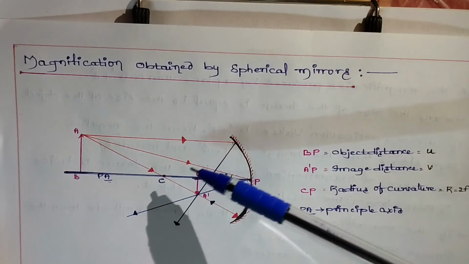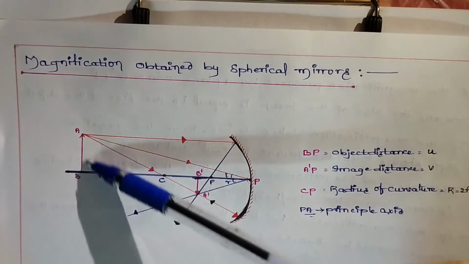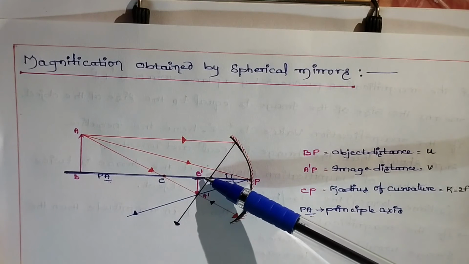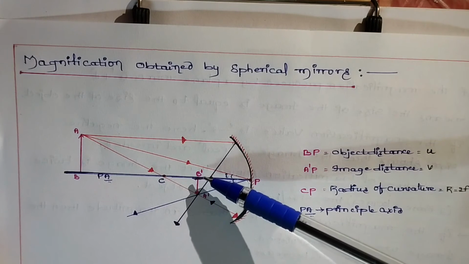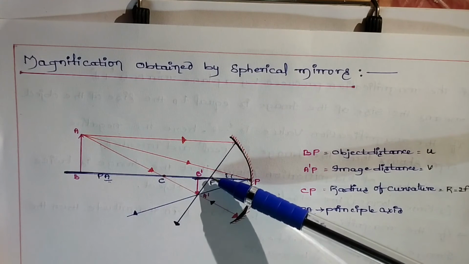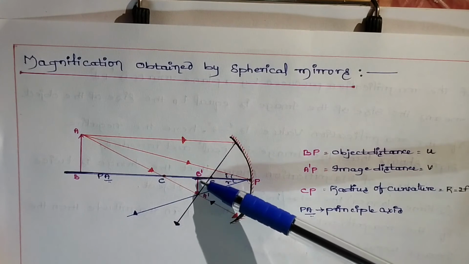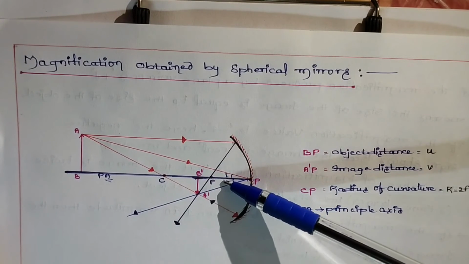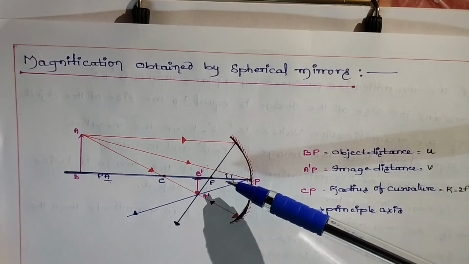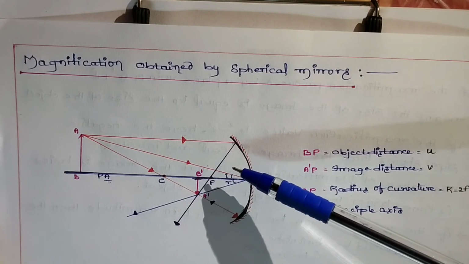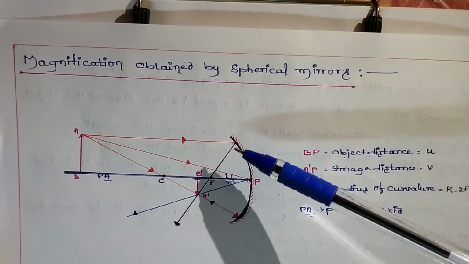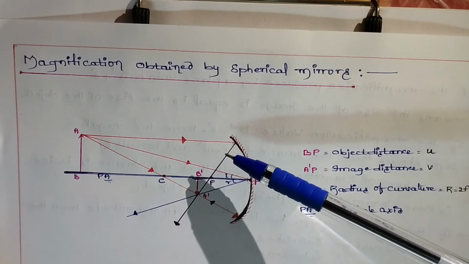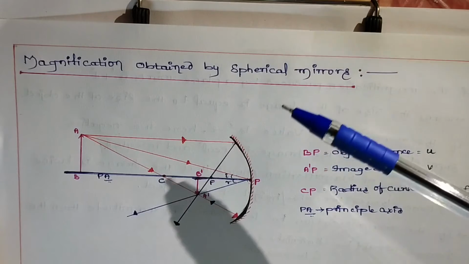If you place this object between the center of curvature and pole, the image may be diminished or enlarged. Between the focal point and pole, the image will be enlarged or diminished. Like this, depending on the position of the object only, the size of the image varies.